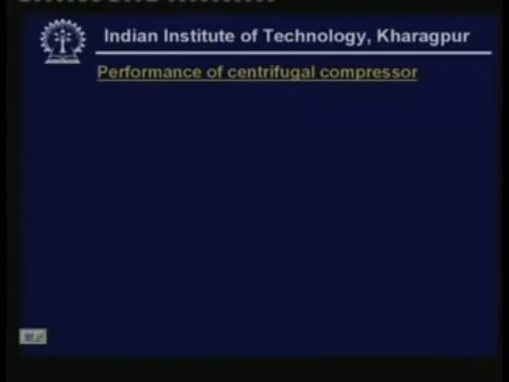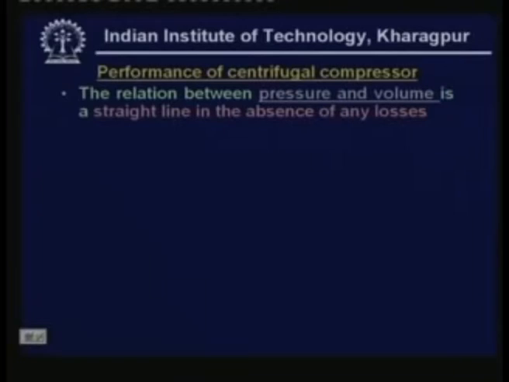Now, let us look at performance aspects of centrifugal compressors. The relationship between pressure and volume is a straight line in the absence of any losses. That means, for an ideal centrifugal compressor, if you plot the pressure rise versus the flow rate, you get a straight line. As the flow rate increases, the pressure rise reduces, or as the flow rate reduces, the pressure rise increases. This characteristic is typical of any dynamic machine such as centrifugal pumps or centrifugal compressors. So, let me show the characteristics.